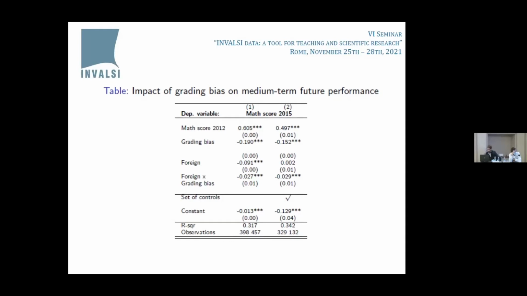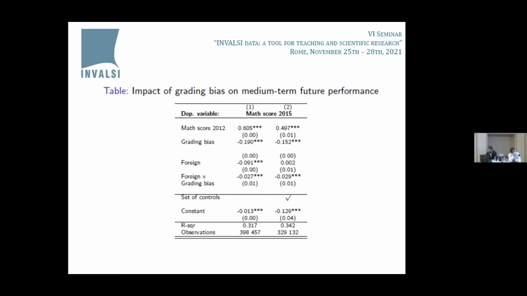So let's just focus on the first column. I want to show that the effect of grading bias is negative and significant, which means that, controlling for my performance, if I am under-assessed by the teacher, then on average I'm going to perform worse even in future objective performance. And this is true for both native students and foreign students.